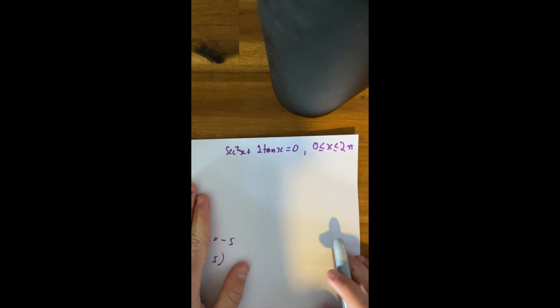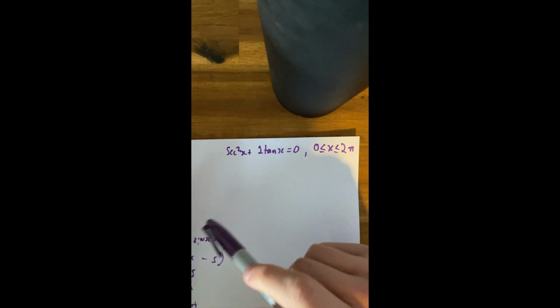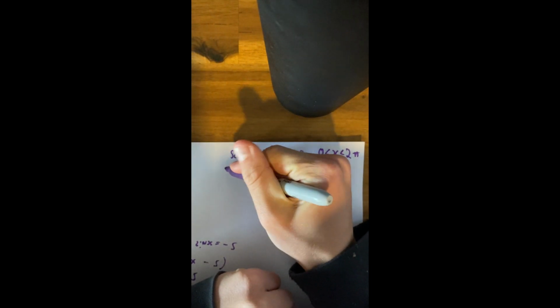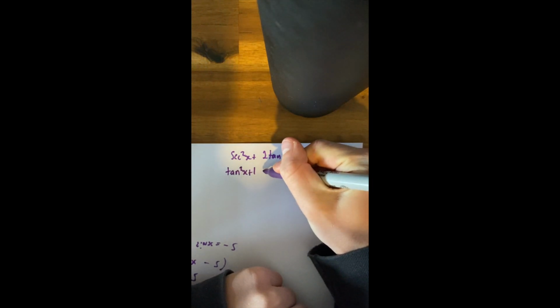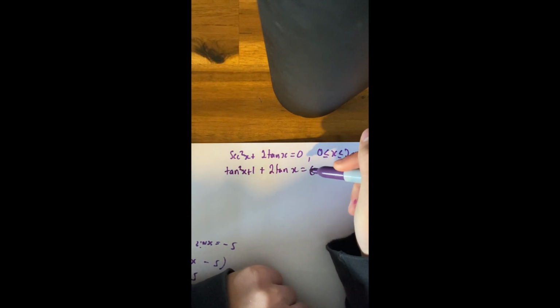Next equation that we're going to have a look at is sec squared x plus 2 tan x equals 0. Now, the thing is here, we've got a sec squared and just a tan on its own. But if you remember the Pythagorean identities, you'll know that sec squared x is equal to tan squared x plus 1. So we can go ahead and make that substitution. Tan squared x plus 1 plus 2 tan x will equal 0.